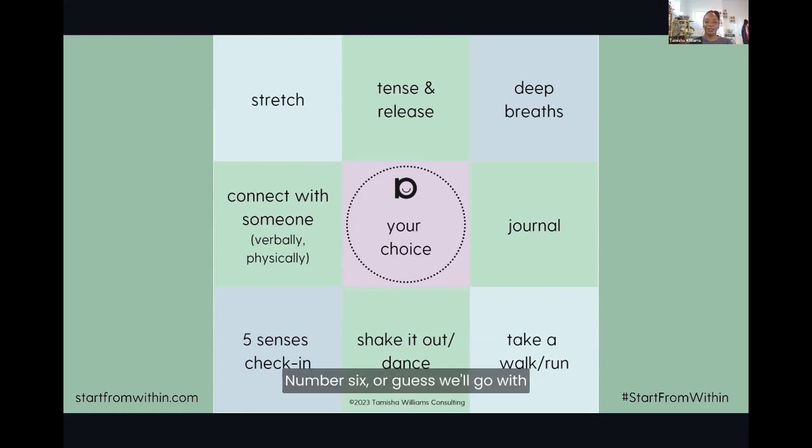Number six, or I guess we'll go with seven, is the five senses check-in. Now, I'm actually going to be demonstrating the five senses check-in next month during our next Start From Within video, so I'm not going to go deep into that yet. However, what I will say is the five senses check-in is a way for you to get recentered by tuning into your five senses. What are some things that you see around you? What are some things that you can touch or feel? What are things that you can smell? What are things that you can taste? What are things that you can hear? So again, stay tuned next month for our next video, and we'll be doing a deeper dive into the five senses check-in. All right, next is shake it out and dance.